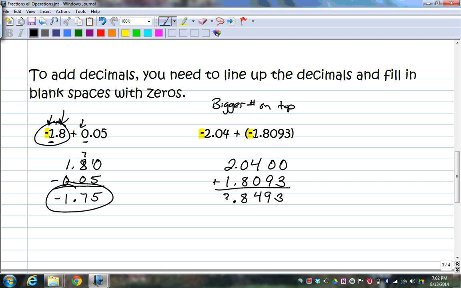2 plus 1 is 3. The signs are the same. Add the numbers, keep the sign. That's what the rule says. Okay? And there's our answer.